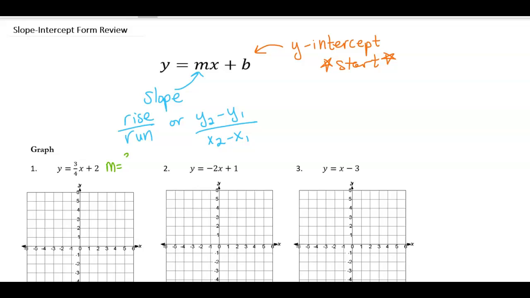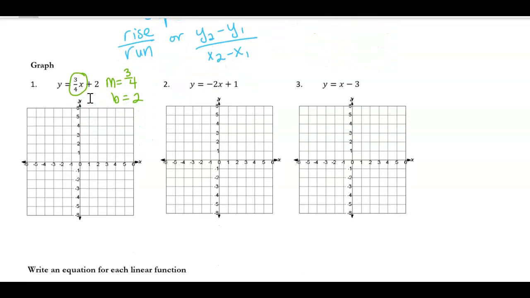So for this one, my m is 3/4, because remember your m is always attached to the x, and then your b is 2. So what we do is we always start at the b, because b is for beginning. And so since it's 2, I'm going to go up 2 and make a dot. Now from that dot, I'm going to do my slope, which is rise 3. So I go up 1, 2, 3, and then I go over 1, 2, 3, 4.